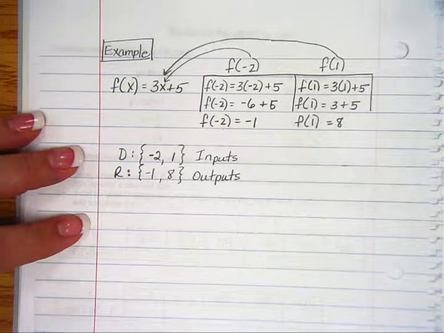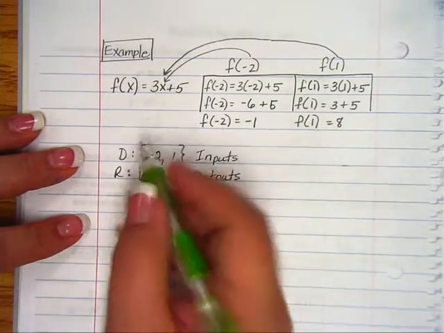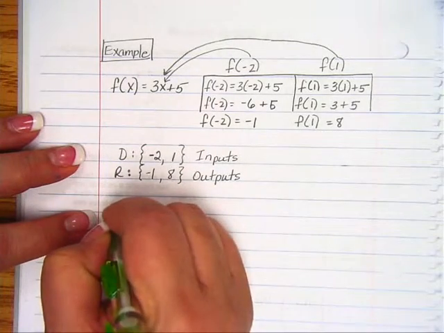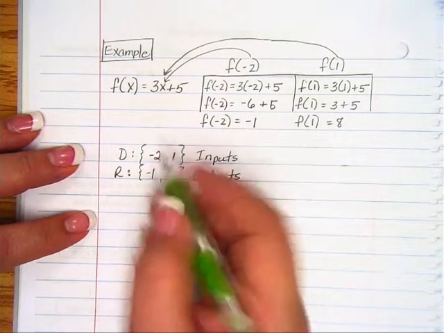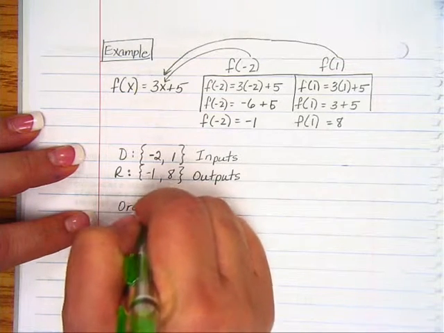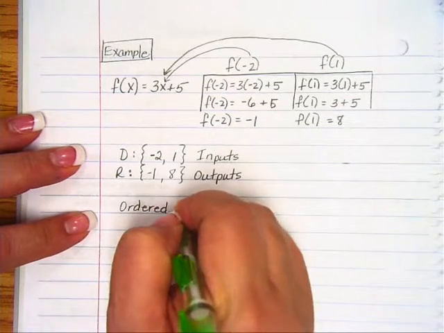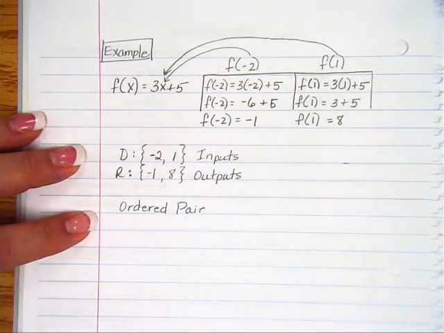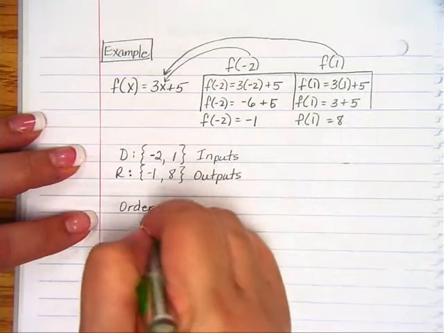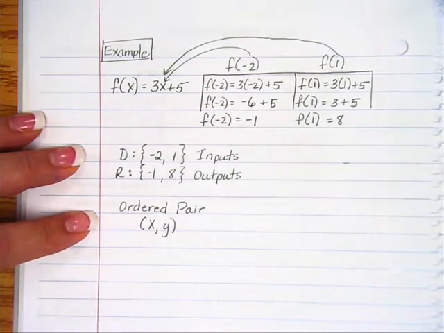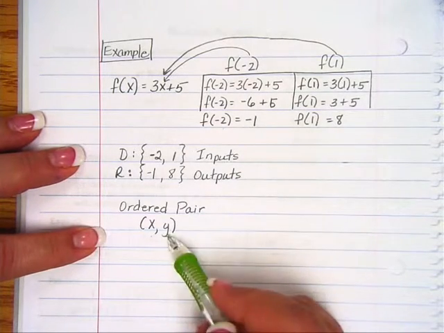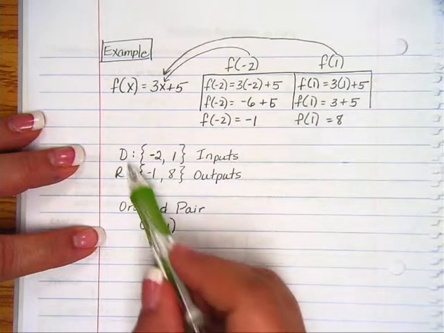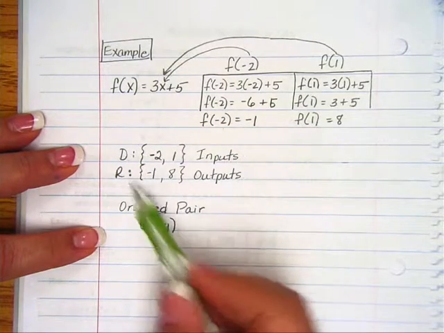Now, there's another piece of information that you can dig out of this. And that is, how would you write an ordered pair using function notation? First of all, how do you write an ordered pair? Generally, x and y. That's an ordered pair, where x is your inputs and y is your output. X is your domain, y is your range.